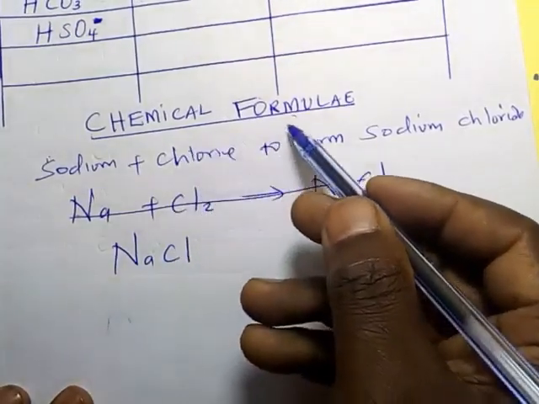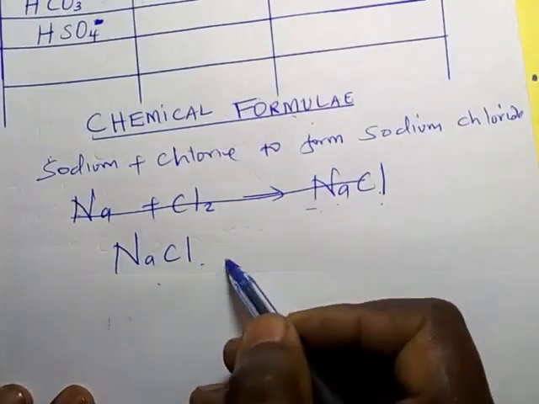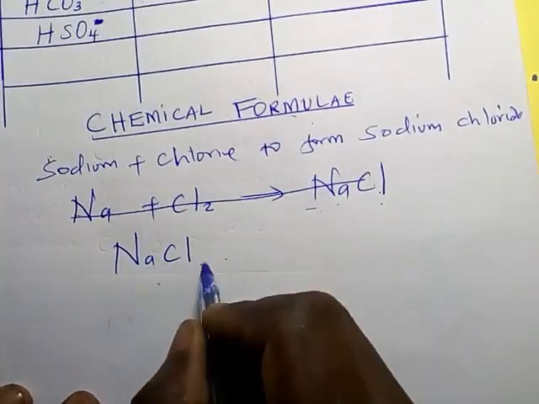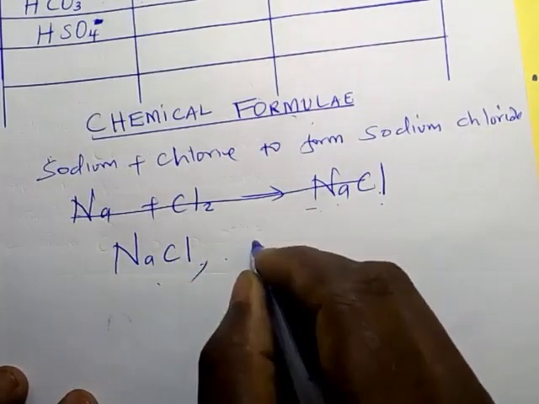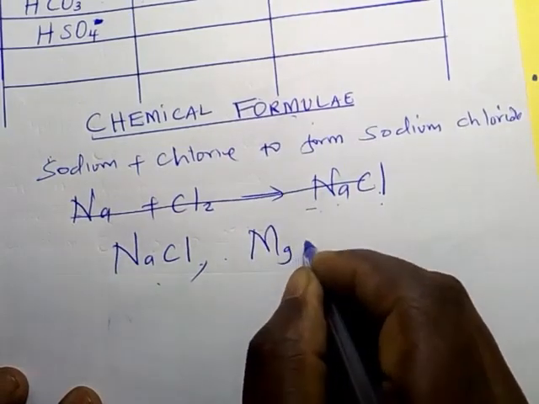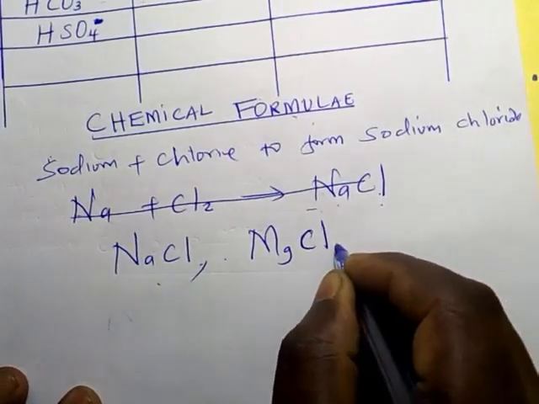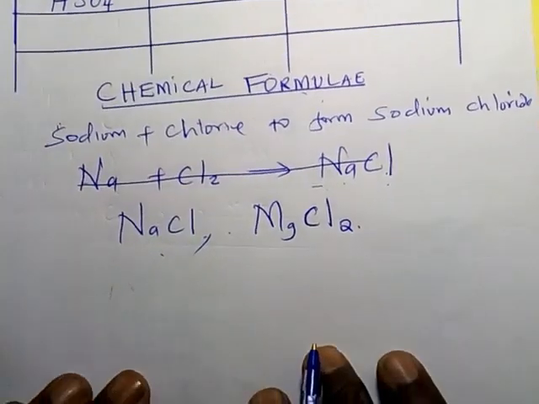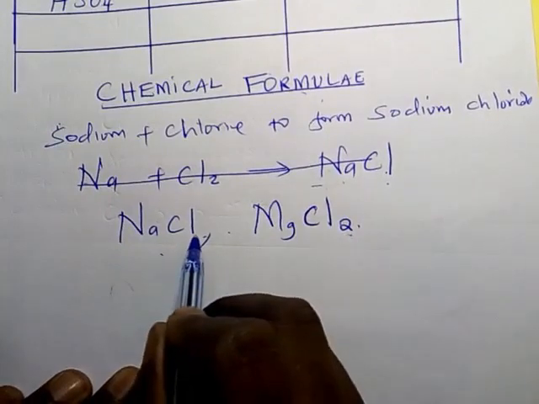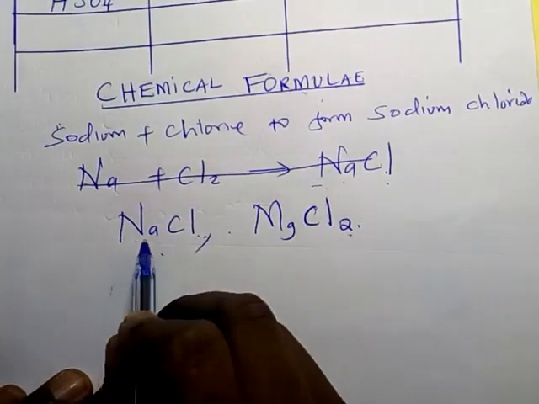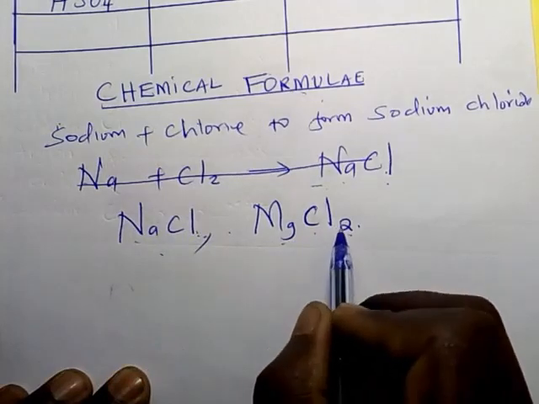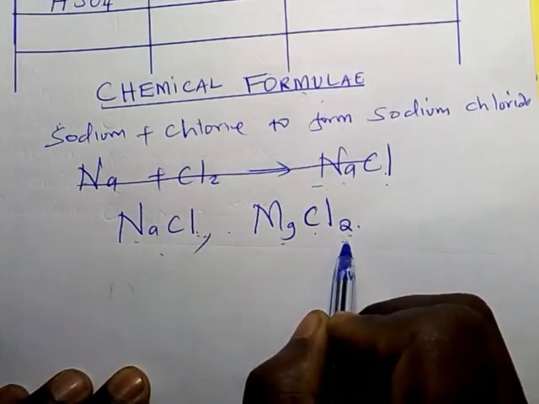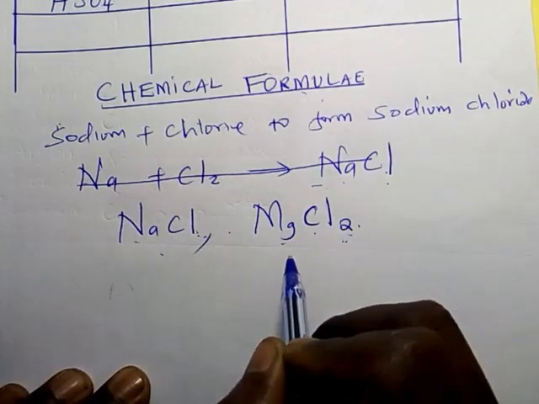This is the chemical formula for sodium chloride salt. Let me write another one: magnesium chloride. For sodium chloride I didn't put a 2 for chlorine, but for magnesium chloride, I have a 2 here. So why did I do that?